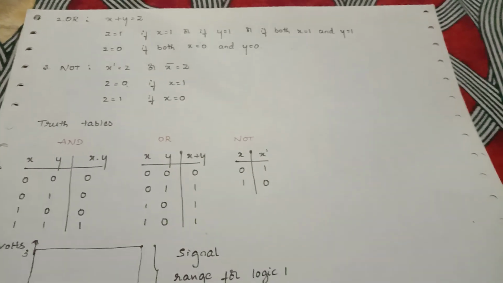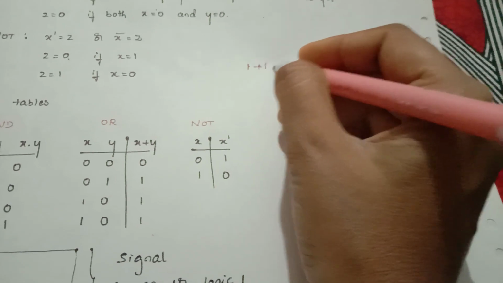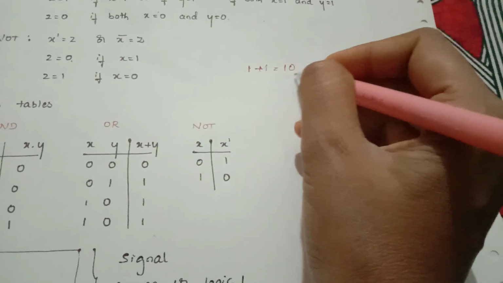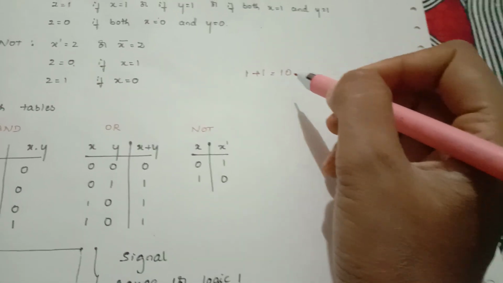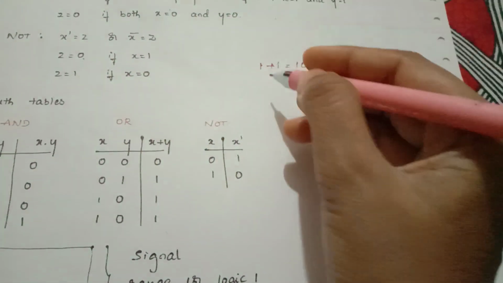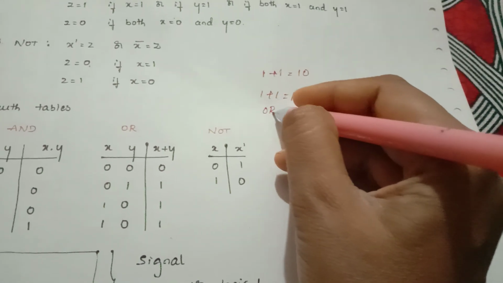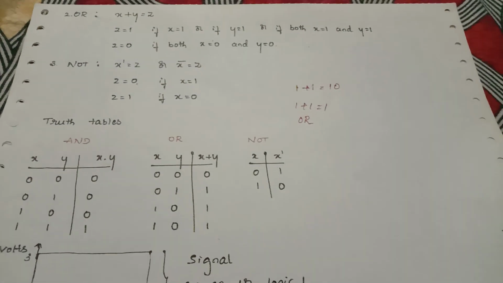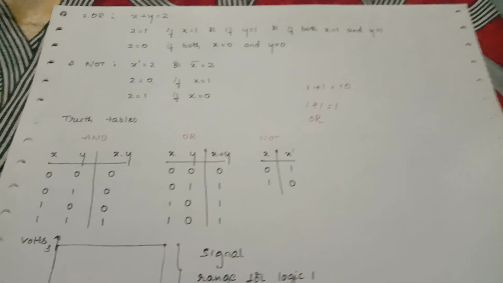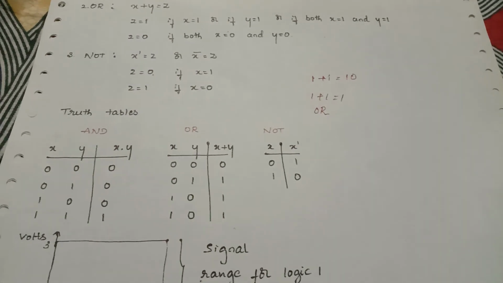Why? Because in binary arithmetic, when we add two numbers, that is 1 plus 1, it equals 10. That is, the value is 2, but 2 represented in binary is 10. But in logic, when we write 1 plus 1 equals 1, this is the OR operation, and the result will be equal to 1. So here we should not get confused between binary logic and binary arithmetic. Both are different, but the symbols may resemble each other.